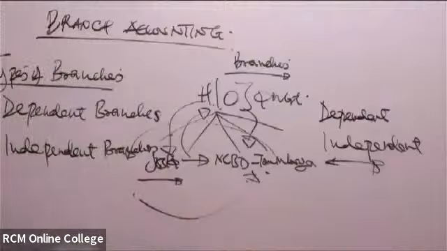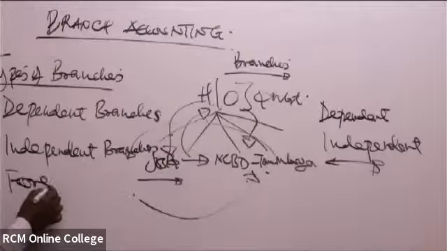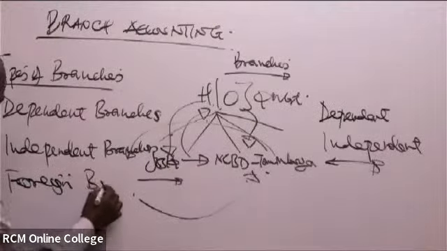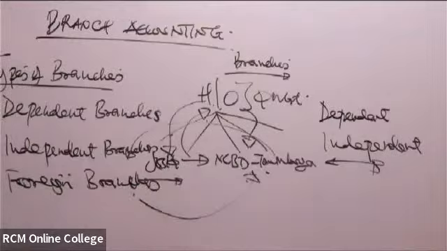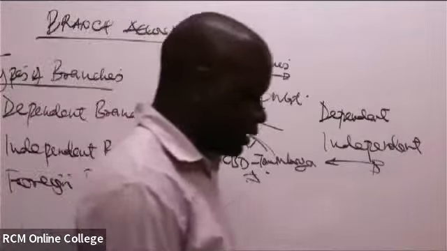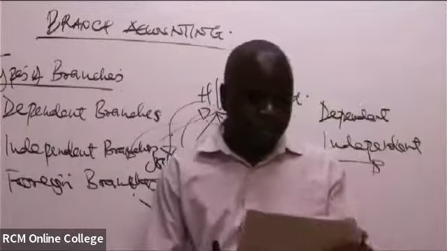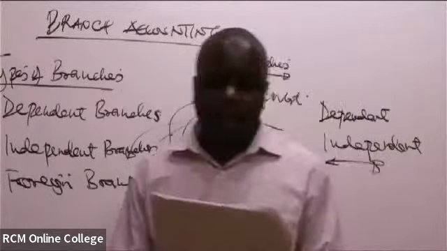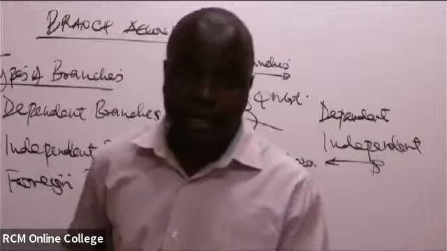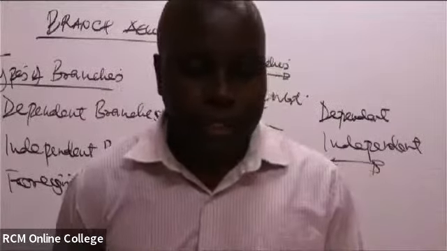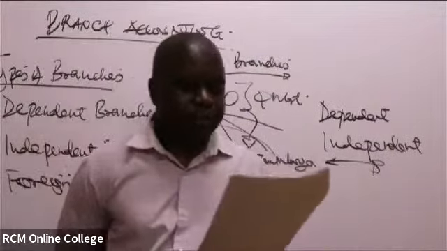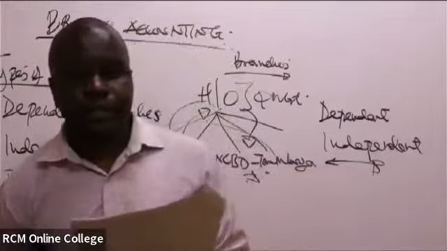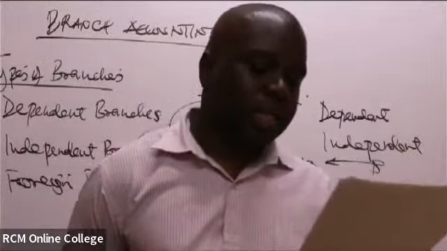So that is it. In this case, we can have foreign branches. These ones are not near; they are very far. So you can write this: these are branches located in a foreign country, full stop.